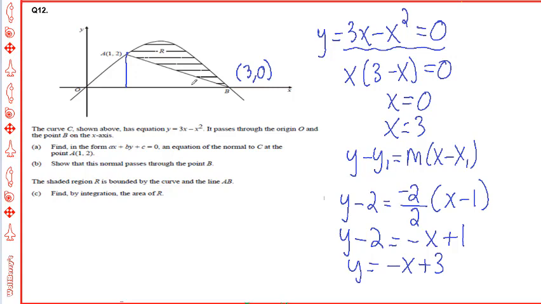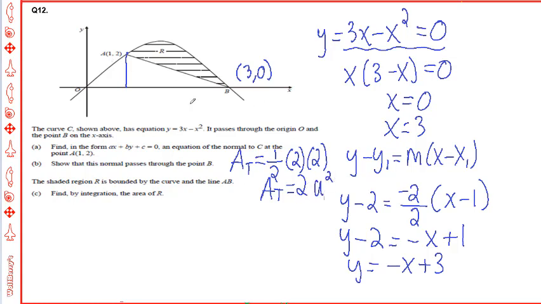So the area of the triangle, I'll put it here, area of the triangle is equal to half of the base. Now the base is going to be 3 minus 1, that's the length there, the x value, times the height, which is 2 and 0, so the height there is 2. So that becomes 1 half times 2 times 2, which is 2. So the area of the triangle is equal to 2 units squared.